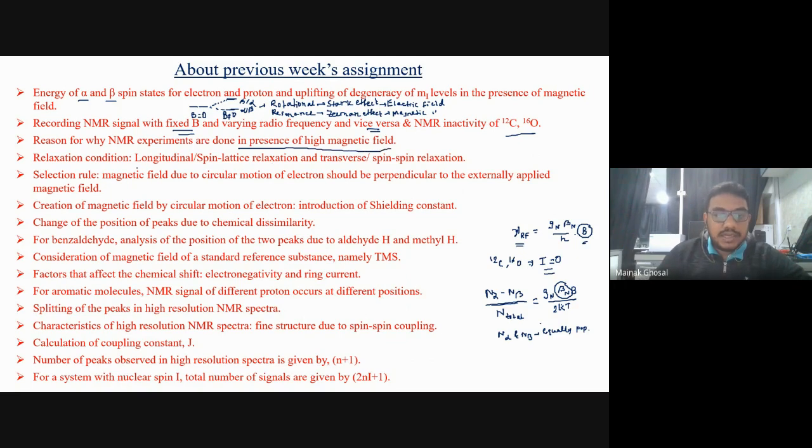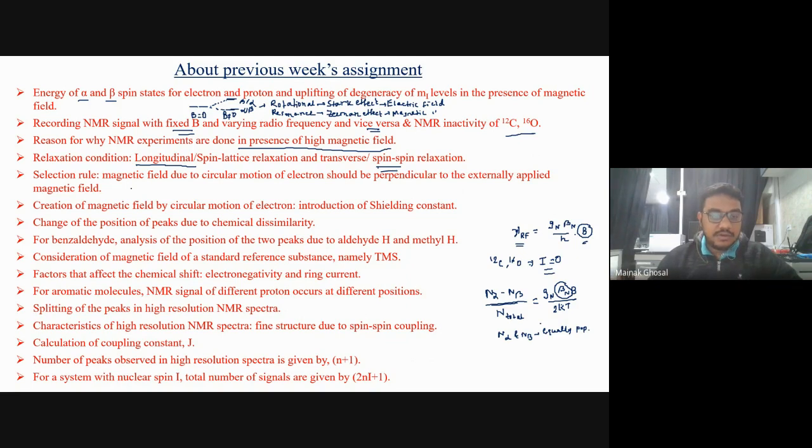Next, the two relaxation conditions were discussed. One is called longitudinal or spin-lattice relaxation, and another is called spin-spin relaxation or transverse relaxation. We discussed what these two mean, and we also discussed that spin-spin relaxation is responsible for the width of the NMR peak.